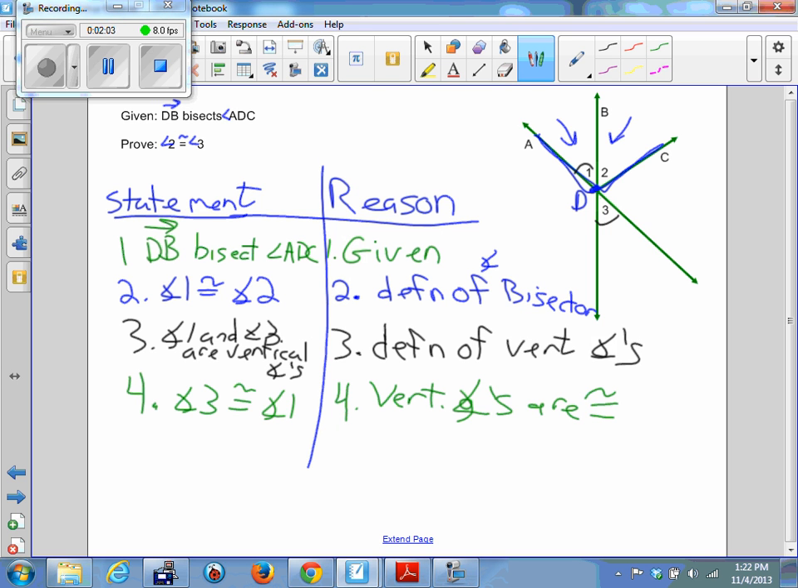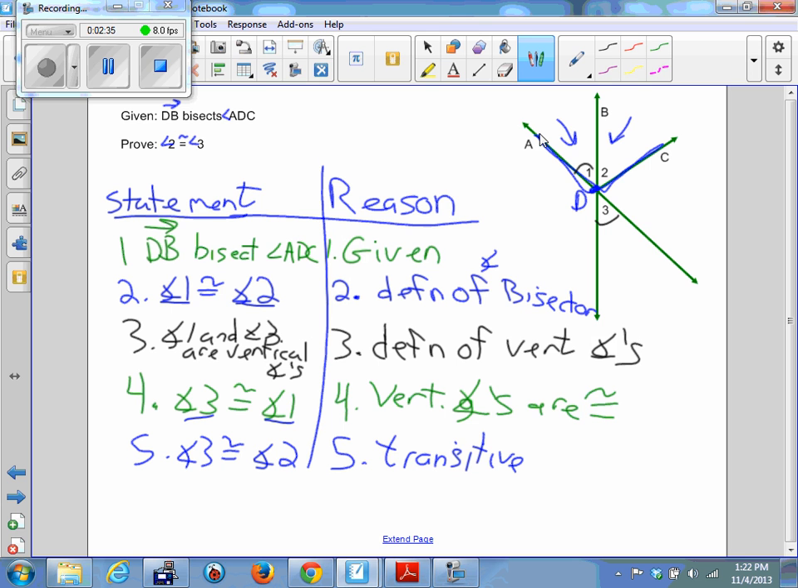Now, number 5. In number 5, we're going to use kind of those things together. We have angle 3 is congruent to angle 1, and 1 is congruent to angle 2. So from there, I can state angle 3 is congruent to angle 2. This allows me to do transitive. Transitive is the reason for that. So it is transitive property.